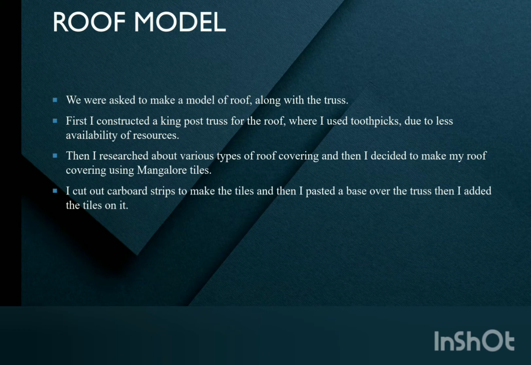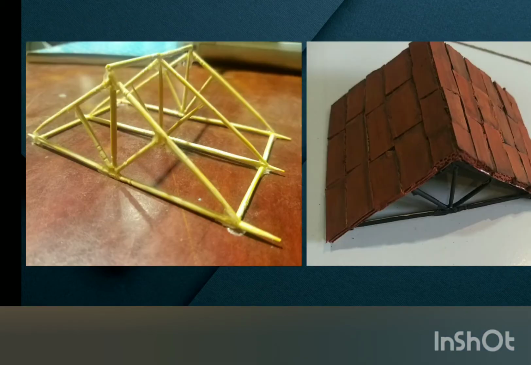First, I constructed a king post truss for the roof where I used toothpicks due to less availability of resources. Then I researched about various types of roof coverings, and then I decided to make my roof covering using Mangalore tiles. I cut out cardboard strips to make the tiles, and then I pasted a base over the truss, and then I added the tiles on it. And this is how the final model looks like.